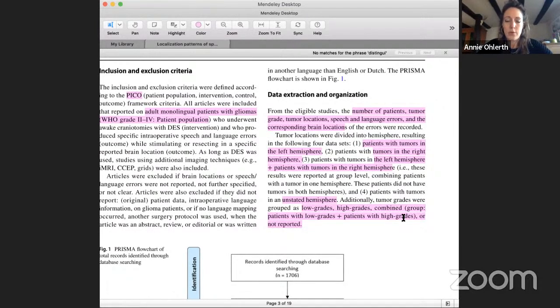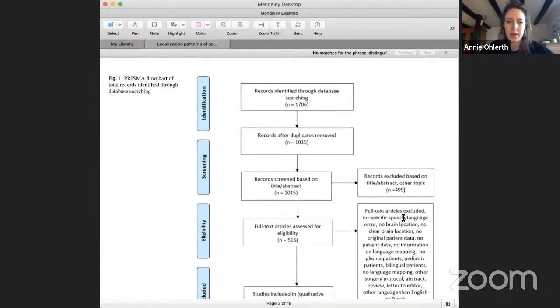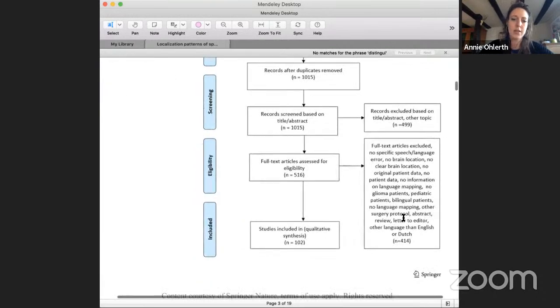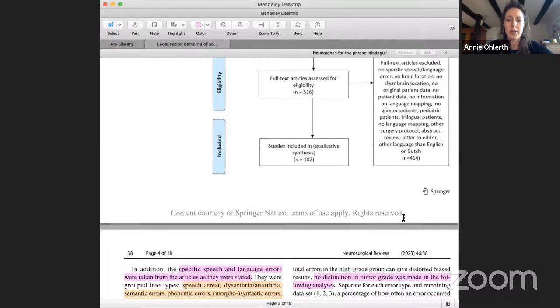Of course, now they wanted to count the speech and language errors and where they happened. And they also divided it into left hemisphere tumors, right hemisphere, and a bit of both. This is the breakdown, how they started from around 2,000 studies, nailing it down to 102. I think that's still quite a nice number. Of course, some of them might still be from the same group. They tried to eliminate the ones where it was easy to pinpoint that they were talking about the same patients.